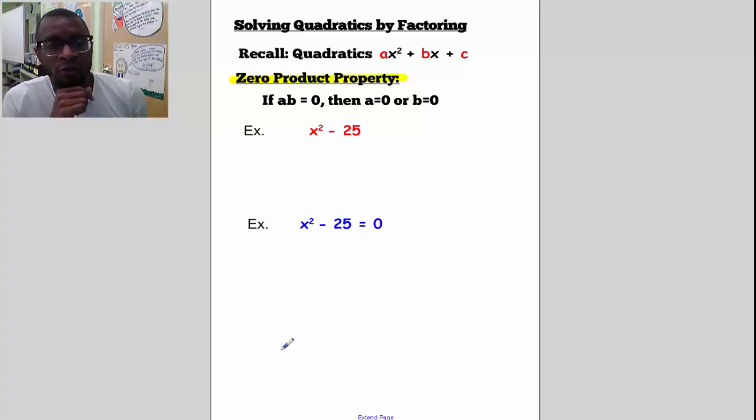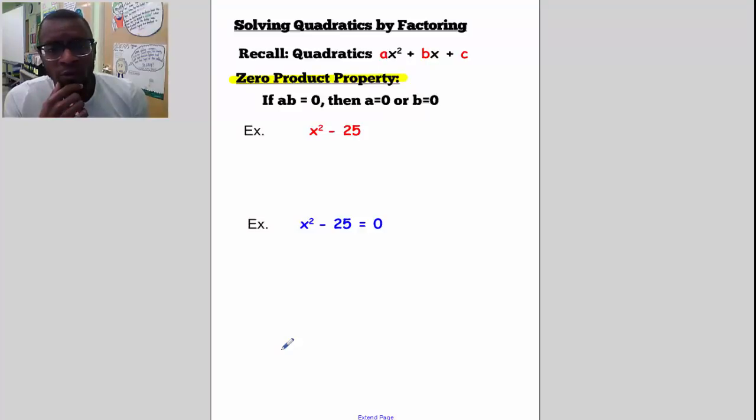The first thing I want to introduce to you is the zero product property, which says that if I take two numbers and I multiply them together and my product is 0, then one of the numbers has to be 0. Either a has to be 0 or b has to be 0. We're going to be utilizing this property a lot when we solve these types of quadratic equations.